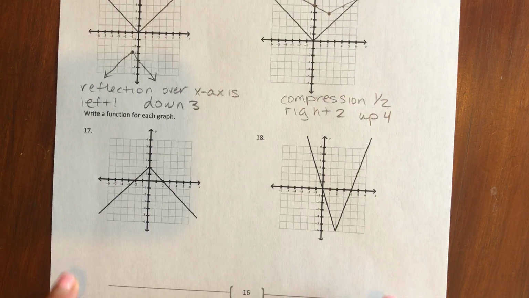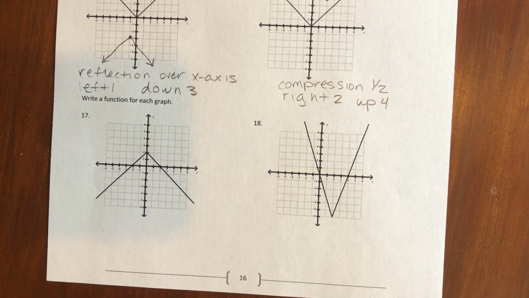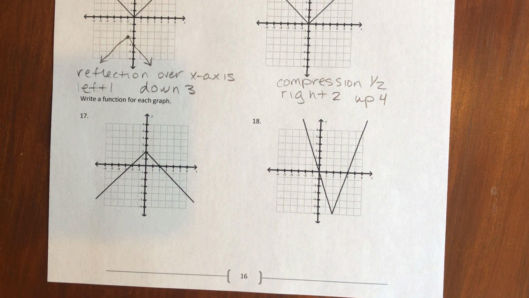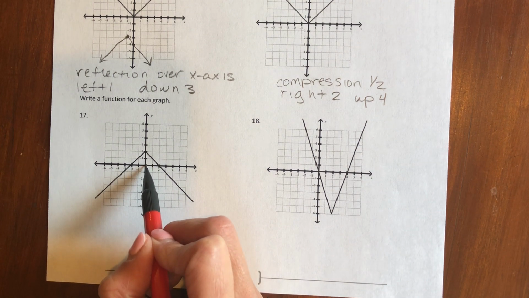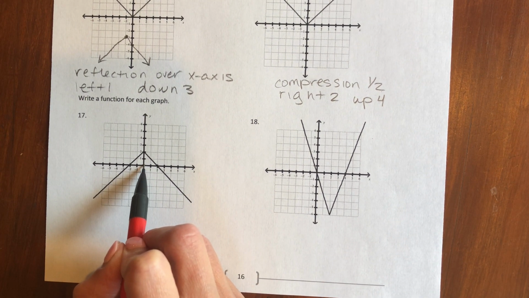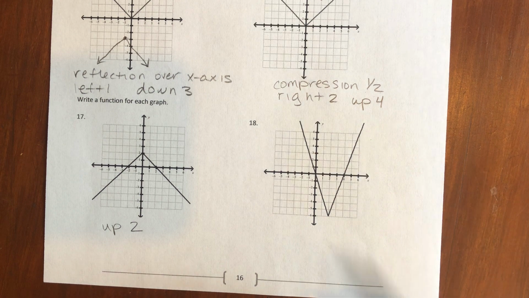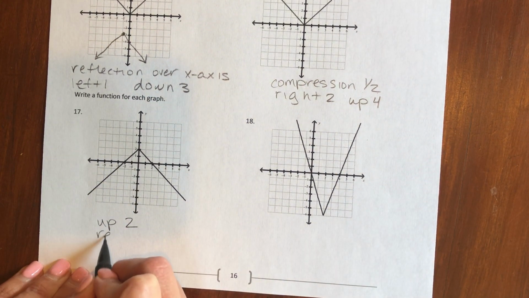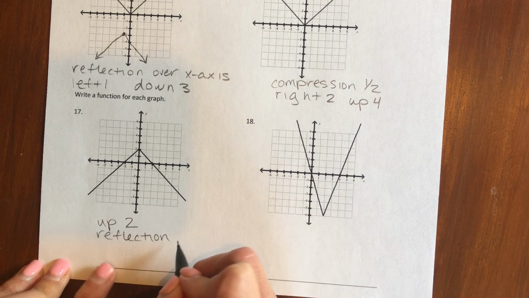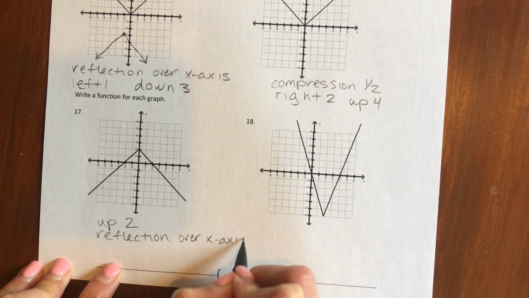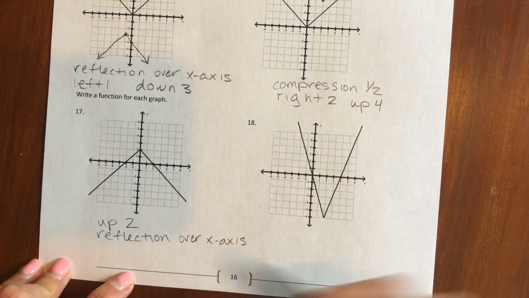All right, next one, moving backwards. We're given the graph, we have to write the function rule. So here's my graph. So I'm gonna first of all describe my transformation first. So how is this graph different from the parent function? Well, the parent function's vertex is at 0, 0 at the origin. And this graph moved up 2 from the origin. So it's going to go up 2, and I see that it's opening downward, so that's a reflection over the x-axis.